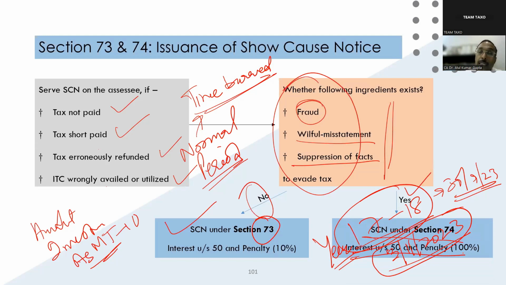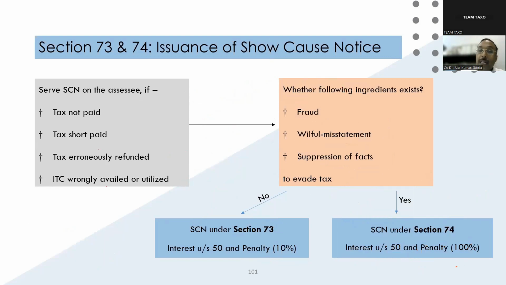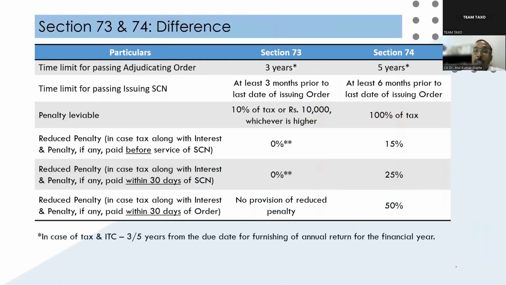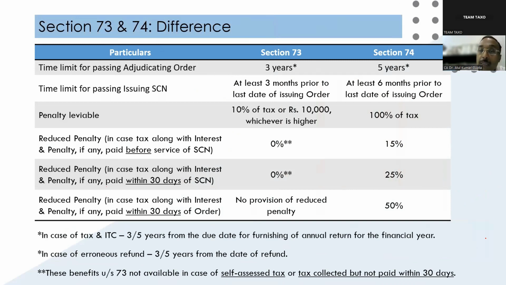Number 2, when we are talking about the penalty part, in case of a notice under section 73, the maximum penalty available is 10% or 10,000, whichever is higher. So maximum penalty is 10% of the demand. But under section 74, the penalty can be up to 100% of the tax sought to be evaded. I will give another way: the normal period for the show cause notice is 3 years. That is under section 73.